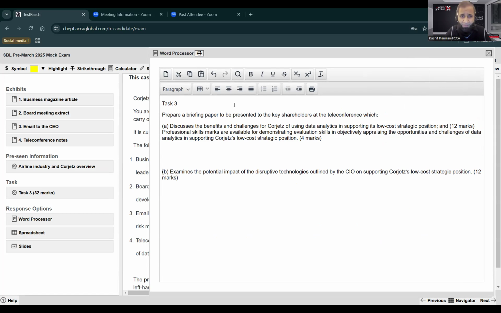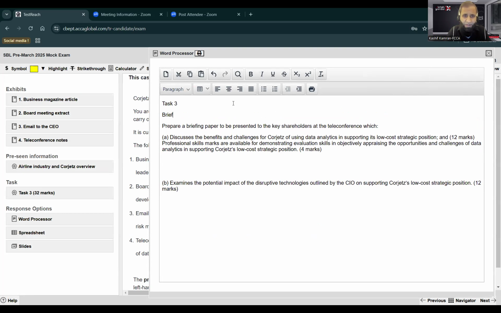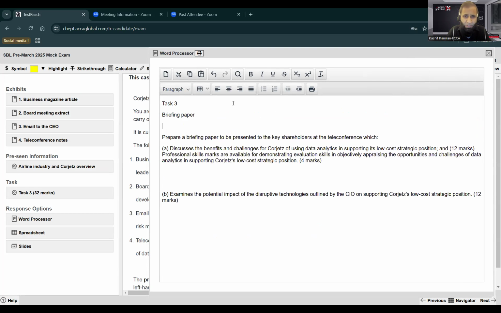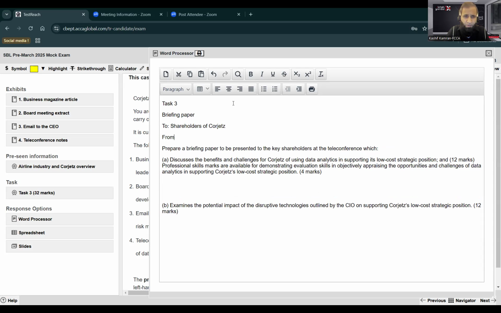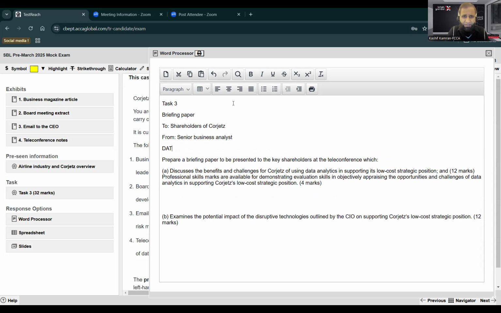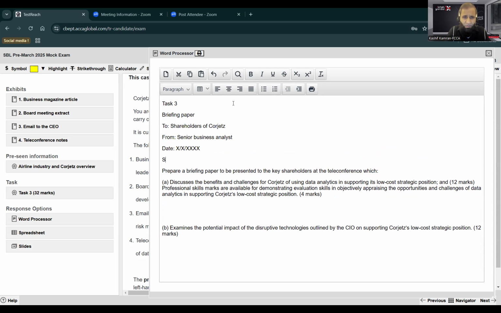So prepare a briefing paper. So we'll first make a briefing paper to the shareholders of Courgette from the senior business analyst. Date, if any date is given, you can use that just like we used in the session 2. Otherwise, you can just make it empty. And then you write the subject.